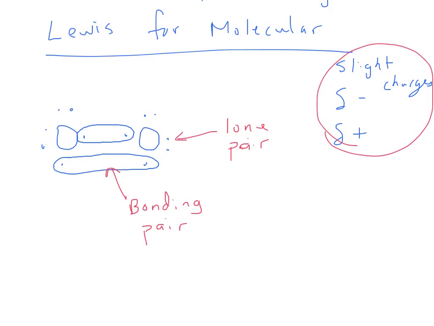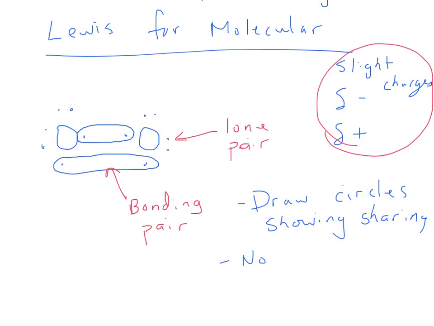So remember, when you're doing a molecular compound, you draw circles showing sharing. And you either have no charges or slight charges.